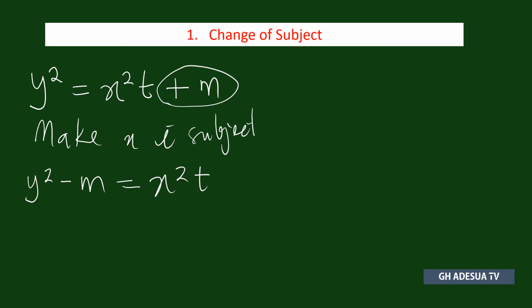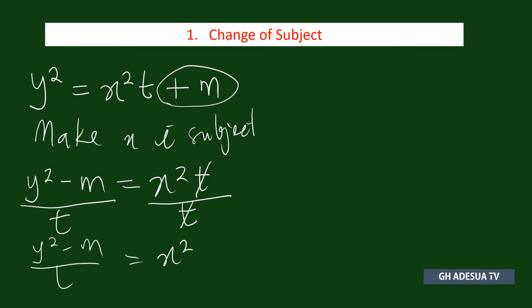Now, we are making x the subject. We have x squared times t. So we first need to clear the t. And because it is multiplication, we would use division. So divided by t here, then same thing on the left-hand side. That is for equation. So you cancel this. On the left-hand side, there's nothing to cancel. So this will give you x squared on the right-hand side. On the left-hand side, we have y squared minus m over t.